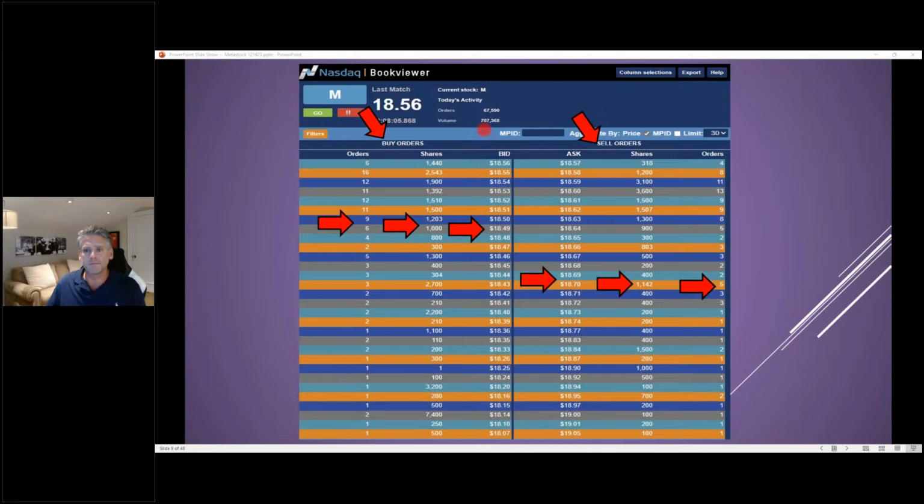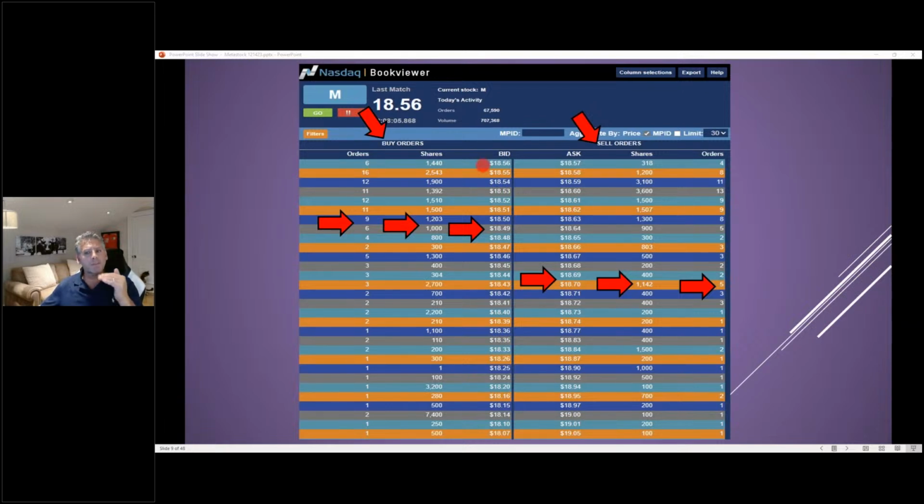Hopefully everybody can see my little mouse right here, a little dot. Now, right here, you can see we're looking at a stock. M is Macy's. And you got 2 columns. You got buy orders and you got sell orders, okay? And by the way, you can use this side by side with Metastock, okay? Now, what you have right here is the price that someone wants to buy it, and the price that someone wants to sell it. Then you have how many shares are out there looking to be bought at that price, and how many orders make up those shares. Now, the way it works is this.